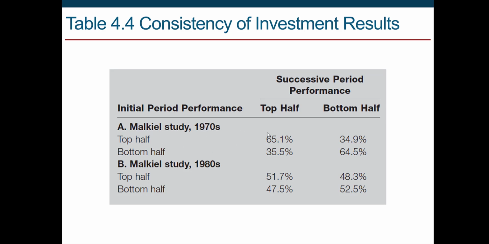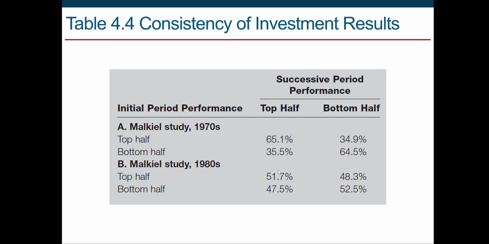So if you look at the evidence here from the 70s, that evidence is actually consistent with some performance persistence. Of the funds in the top half in one year, 65% actually continue to be in the top half in the next year, and similarly for the bottom half, 65% continue to be in the bottom half, right? So good performance seems to persist, bad performance seems to persist. So that is consistent with performance persistence.